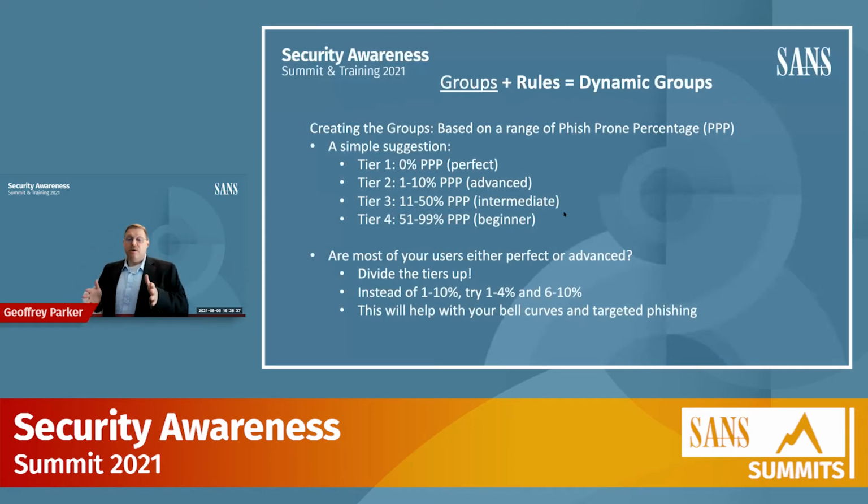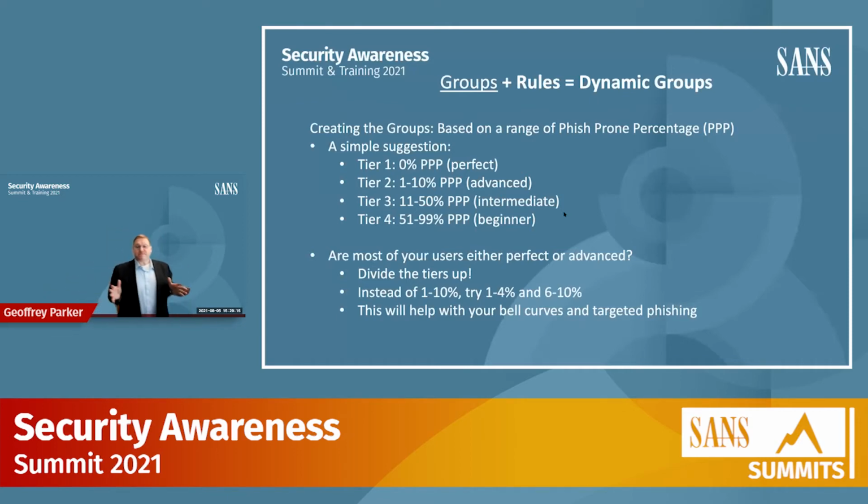jobs. But here we're looking at tiers, and tiers is a different idea, because once again, notice that we see in tier 1, we've got never failed people. We've got a 0% click rate or phish prone percentage. In tier 2, again, we've got those people who are really good, but not quite perfect. Then in tier 3, it's going down a little bit. That's 11 to 50. Those are our intermediate people. And in tier 4, we've got the beginners who pretty much will click on anything. And we've all got the people that cannot stop clicking at our companies.